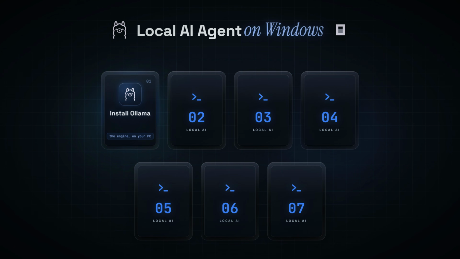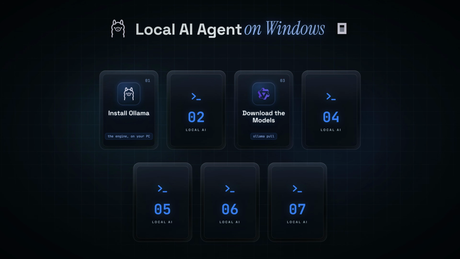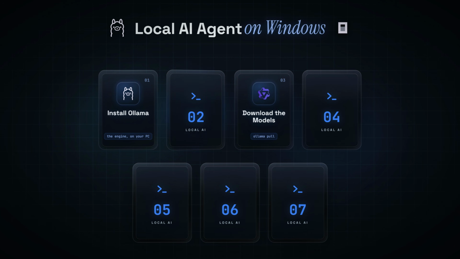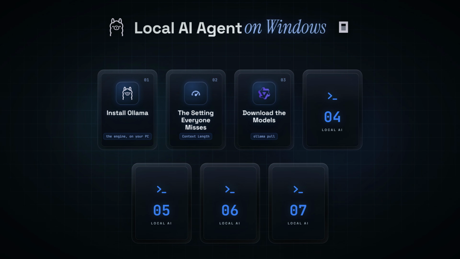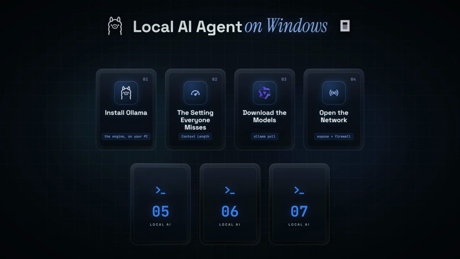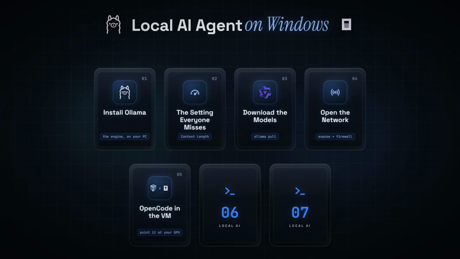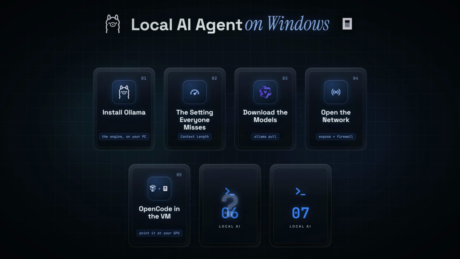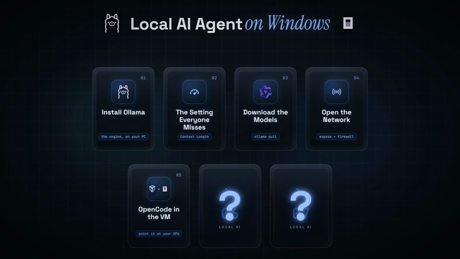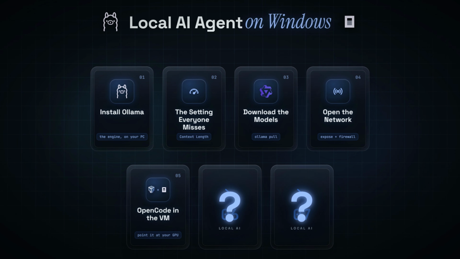We're going to be installing Ollama on the main PC, and then we'll download a few local models. We'll set one very important setting that everybody misses, and then we'll open Ollama up to the home network. And after that, we jump into the virtual machine, install OpenCode, and point it at your own graphics card. And I'll be honest with you about which model actually managed the job that I gave it, because the first one I tried didn't do a good job at all.